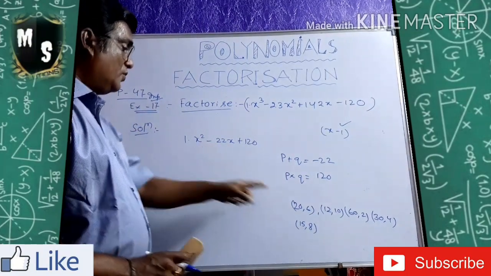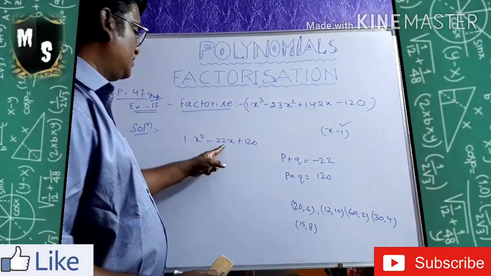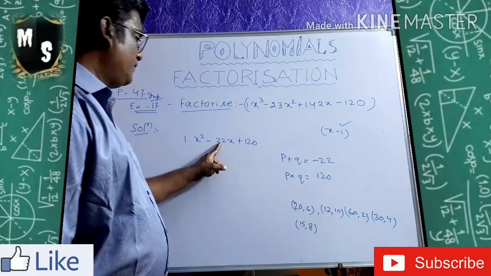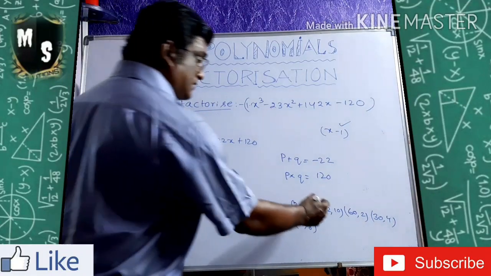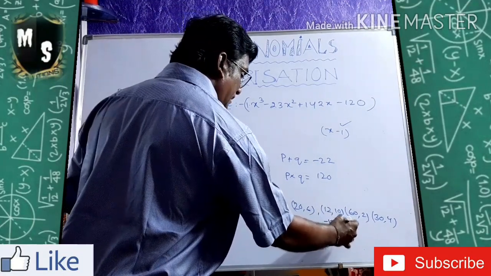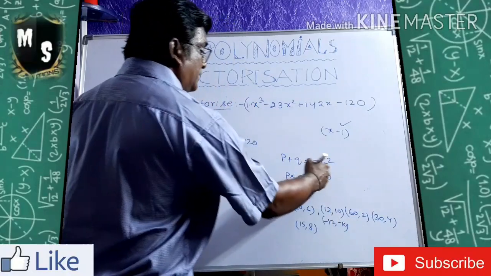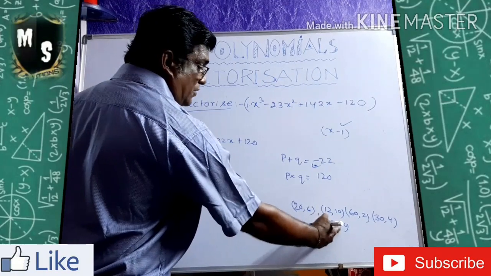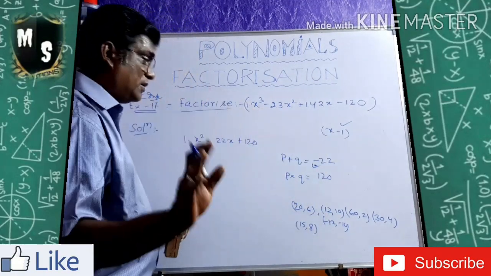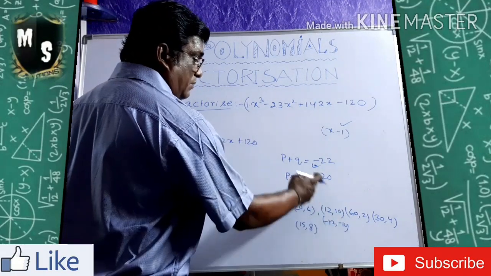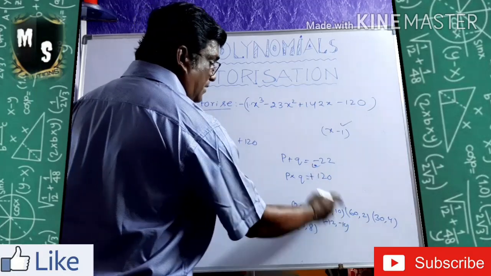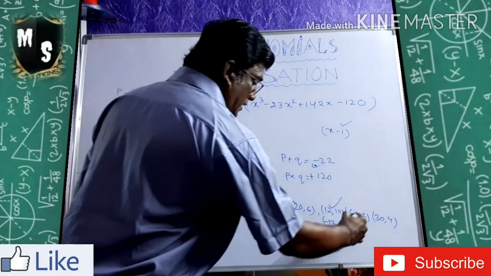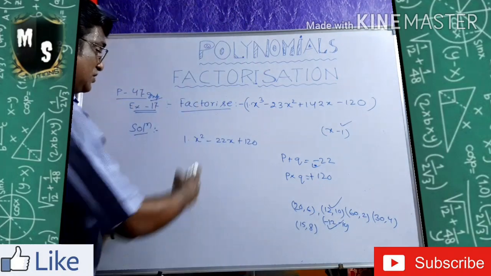Among these factors, are you getting your middle term? 20 plus 6, no, it is not giving minus 22. 12 and 10, yes, 12 and 10 is giving 22. But you have to mention the sign as minus and minus. Minus 12, minus 10. Why? Because your p plus q is in minus. So, definitely you have to put minus 12, minus 10, minus 22 you got. Then we will multiply minus into minus plus, 12 into 10, 120. So, I got my factor here. That is 12 and 10. Minus 12, minus 10 is my factor to split this.